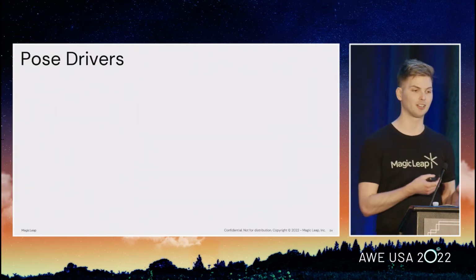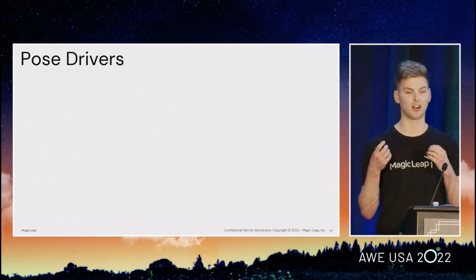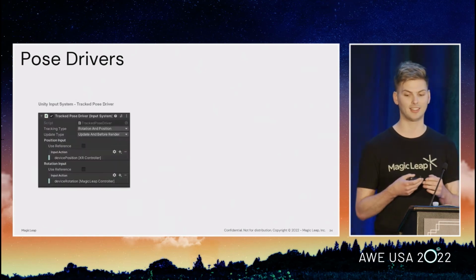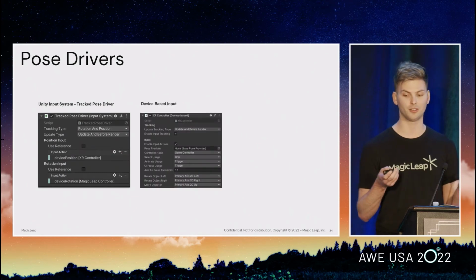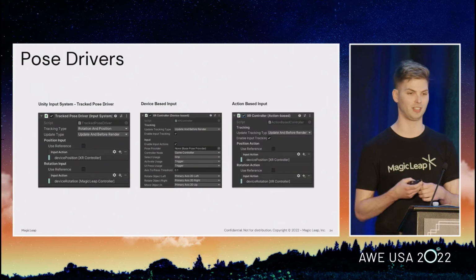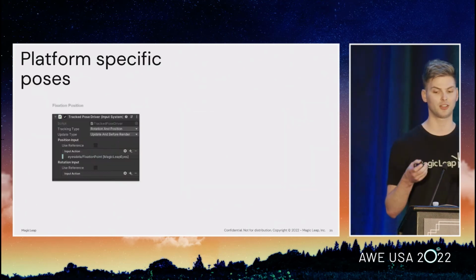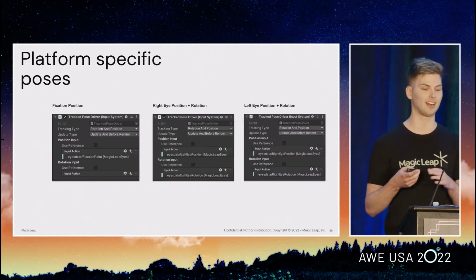And being fully integrated with XR Interaction Toolkit also allows developers to access our device's poses in a variety of ways. If a user wants to get the headset position, they can use a tracked pose driver, or they can use a device-based input from the XR Interaction Toolkit directly, or an action-based input. We've also extended those types of interactions to things like our gaze fixation point, or the left and right eye positions.